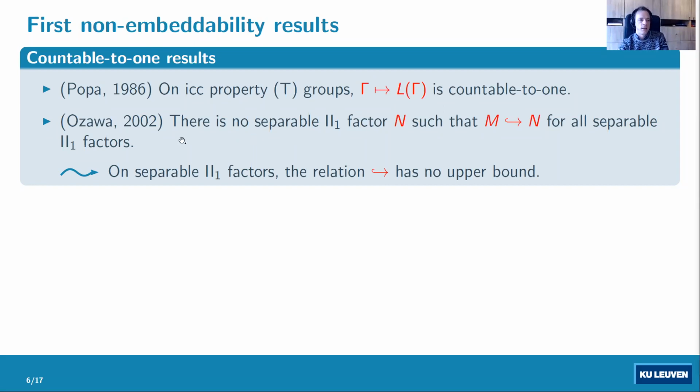And secondly, Ozawa proved in a very general statement that the world of II_1 factors is very rich, because there is no separable II_1 factor that has room for all others to embed into it. There is no universal separable II_1 factor. So this embedding relation that we are looking at in this talk has no upper bound. Often I will leave out the word separable, so keep in mind that everything I say has separable in the back of its mind, because otherwise many things become strange statements.